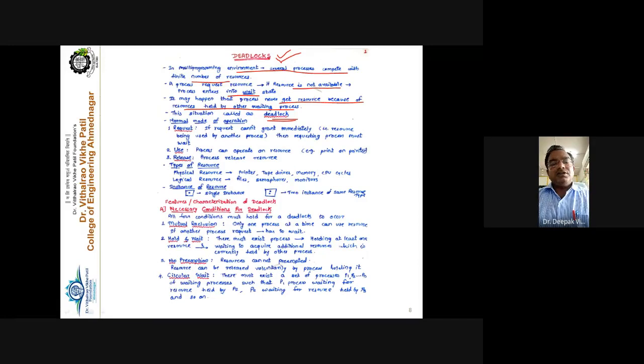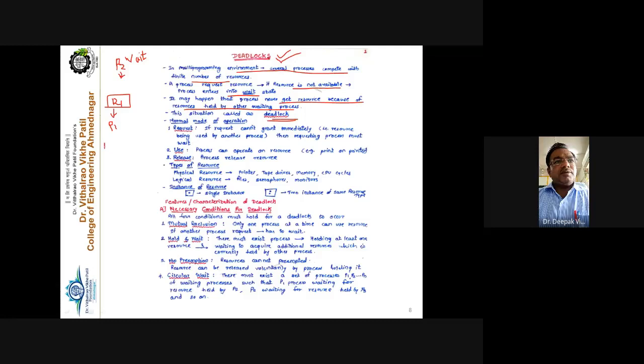This situation is called the deadlock state. See the example. Suppose there is a resource R1, and it is now being used by, say, process P1. Another process P2 requires that particular resource R1. But as R1 is already engaged with process P1, it cannot be given to process P2. So P2 is in a wait state. See carefully.